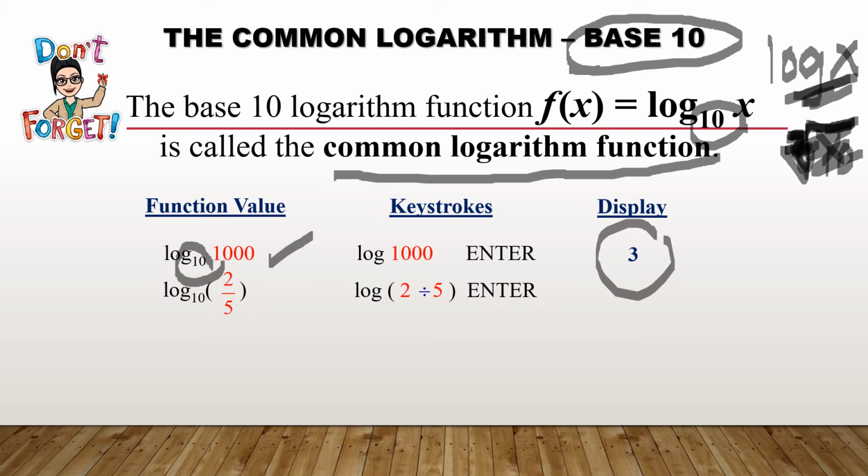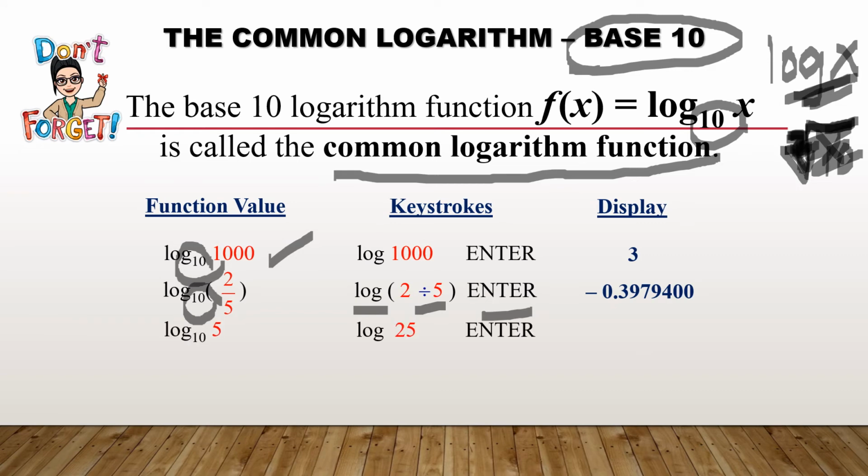Logarithm of 2 over 5 to base 10. Again, this is asking what is the exponent of 10 for us to get 2 over 5. Using a calculator, press log, press 2 divided by 5, then enter, and the answer that you will get is this one. It's in decimal. It's not exact. Negative 0.3979. I hope you got the same result.